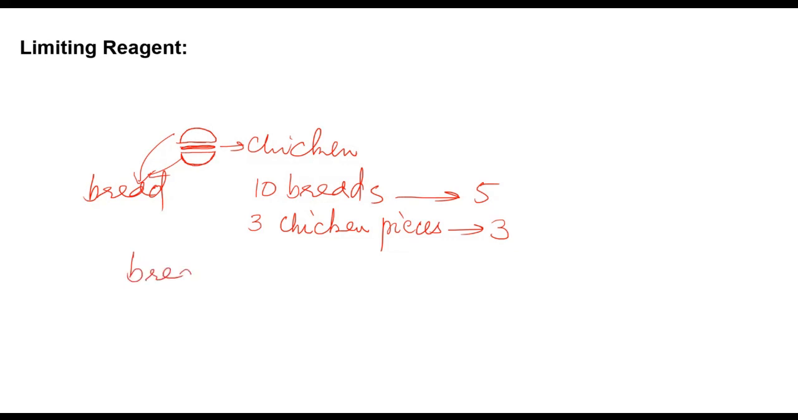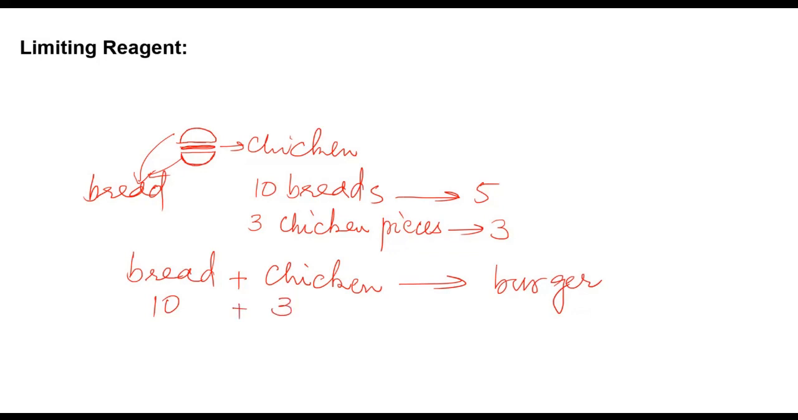Okay, very good. Okay, students, now, when bread reacts with or attach with chicken, it forms, we can say, burger. This is our equation. Now, when 10 pieces of bread are attached with 3 pieces of chicken, how many burgers you can make? 3. 3, yeah. Think. Very good, 3 burgers. Excellent.